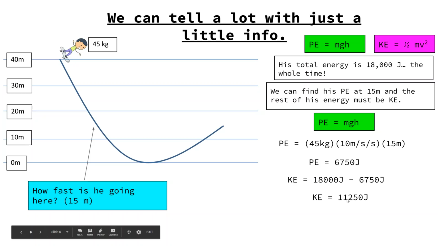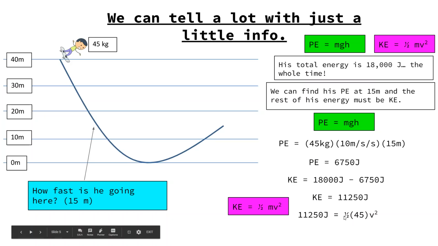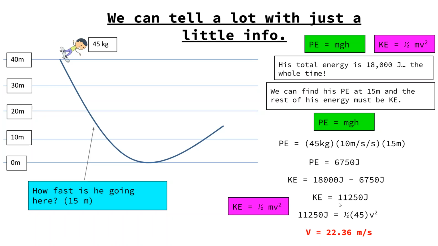Okay, now we have a kinetic amount. We know his mass. Now we can use the purple equation. So we go back to purple, plug in the stuff that we know. You're going to do 1/2 times 45. Then you're going to get your number in your calculator. You have to divide that into 11,250. And then you have to do the square root. Once you've done all that stuff, you'll get V is equal to 22.36 meters per second. So that's how fast he's going at this arrow. And we could do that for any spot on the ramp.